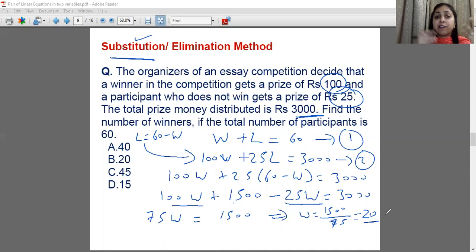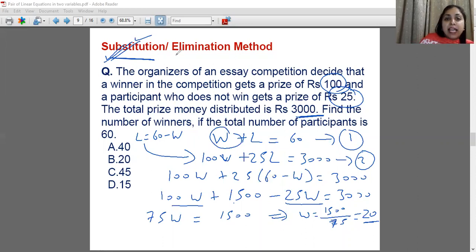Now, if I have to find the number of losers too, just put the value of W in equation 1 and you will get the number of losers, right? So this is the substitution method. This question can also be solved with the help of other methods too. I can also plot it graphically. If we do it graphically, the answer will come too.